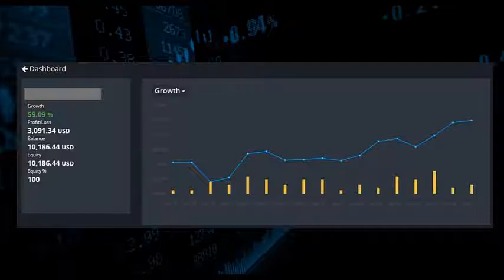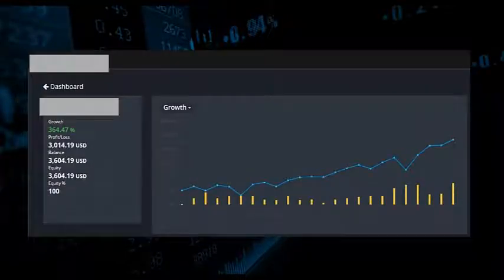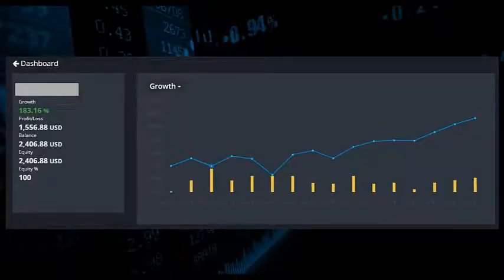So again, 59% growth within just a few weeks. This is another account, 364% growth in a very short period of time. Here's 183% growth. You don't have to trade. You don't ever have to trade again to experience profits like that. And there's no profit sharing. You keep all of the profits. All the profits are yours to keep.